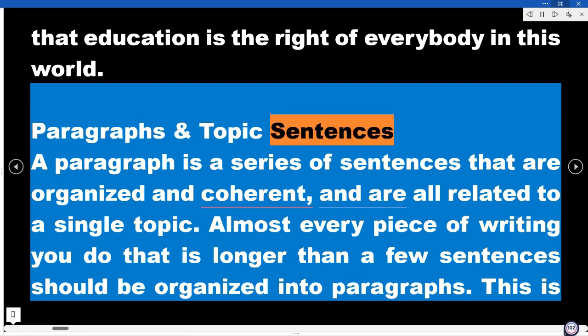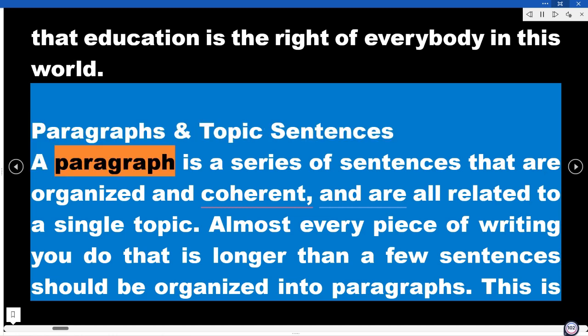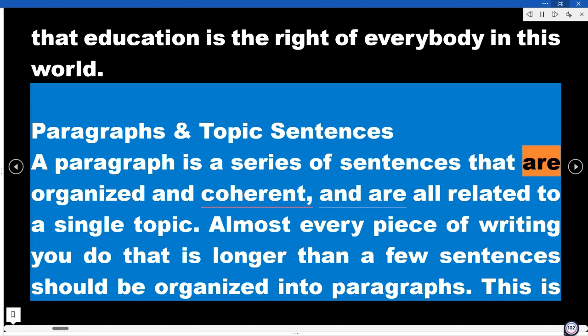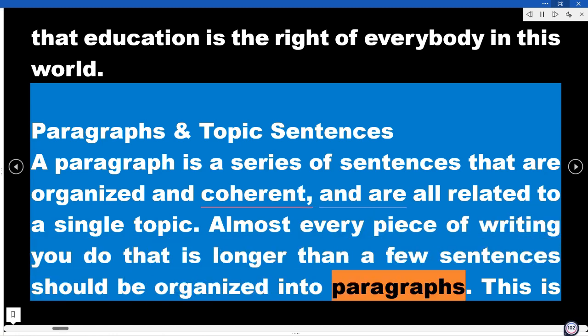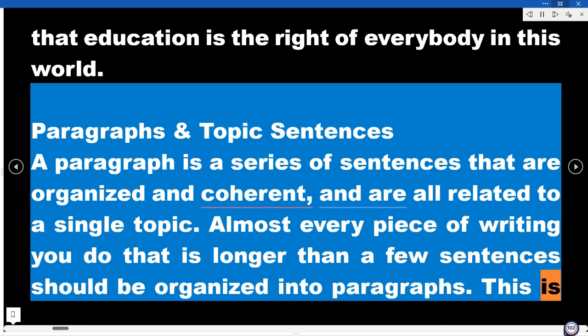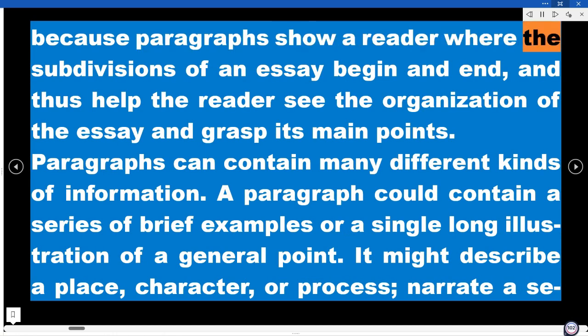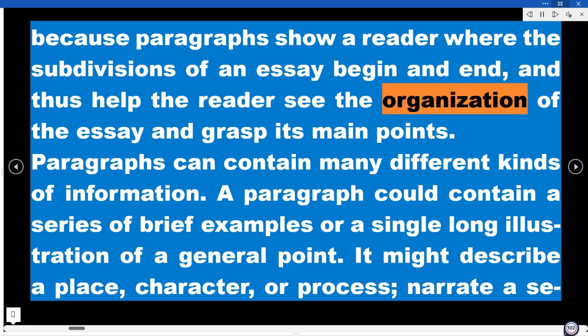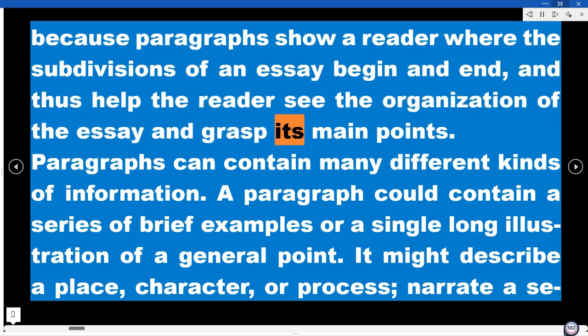Paragraphs and topic sentences. A paragraph is a series of sentences that are organized and coherent, and are all related to a single topic. Almost every piece of writing you do that is longer than a few sentences should be organized into paragraphs. This is because paragraphs show a reader where the subdivisions of an essay begin and end, and thus help the reader see the organization of the essay and grasp its main points.